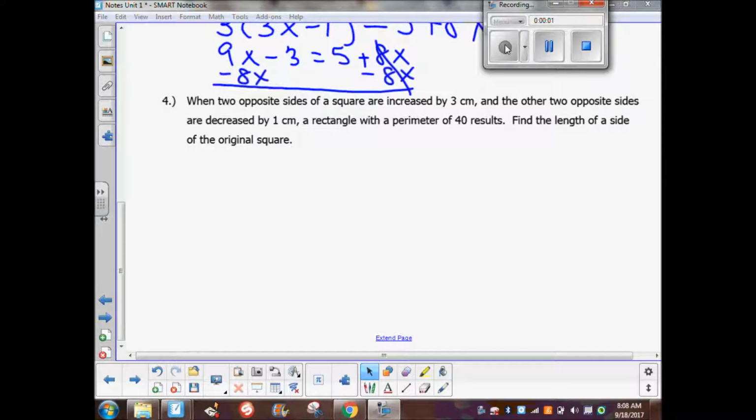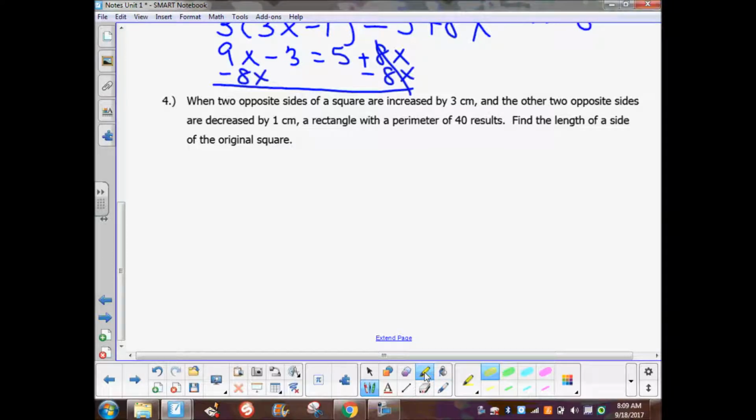All right, so we're finishing up on the notes from 1.5 with word problems. So we're starting with question 4, and we're going to read it, highlight it, and then write the equation. You may need to draw a picture in this case. So I'll walk through this one with you.